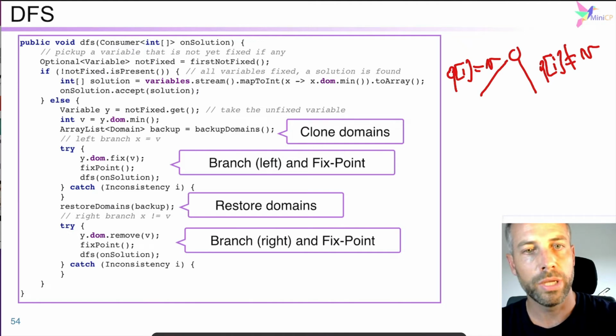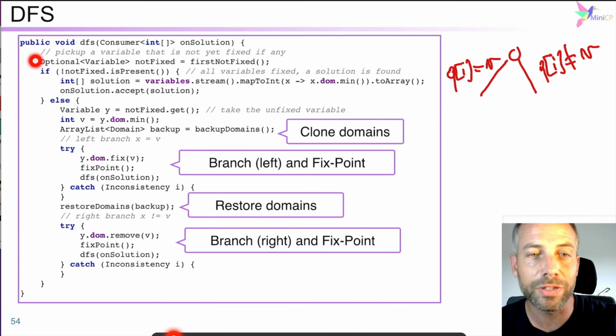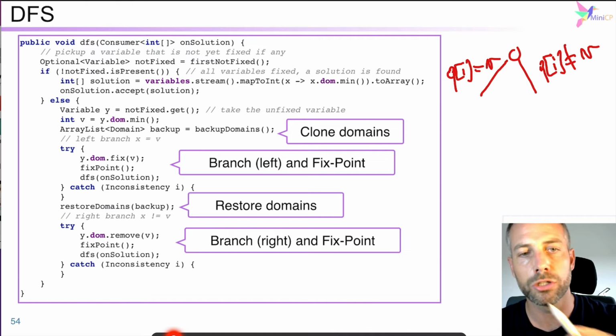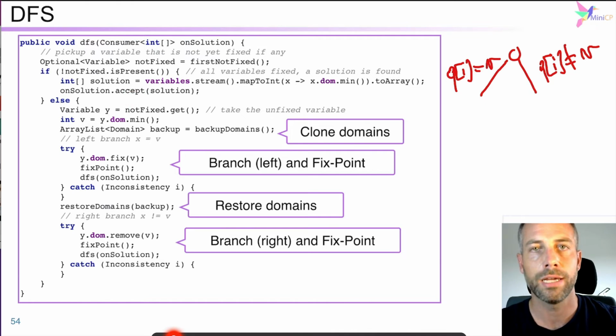So we have a method that is asking to pick one variable that is not yet fixed, that is not yet decided. If all the variables are fixed, which means that there is no unfixed variable, then you've got a solution and you accept this solution. So you call your closure to notify the listener that one solution was found.